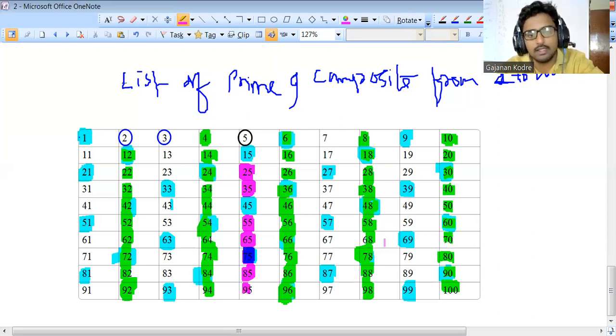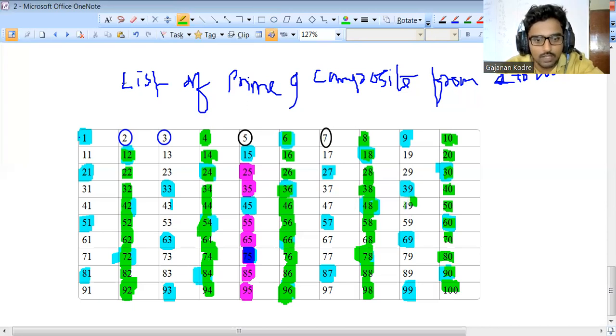Like this. Now what is left? Next number. So encircle the next number. Which is the next number? 6 is already crossed out. So 7. Encircle it and cross out all the multiples of 7. Now how will we do that? 7 times 1 is 7, 7 times 2 is 14, 7 times 3 is 21, 7 times 4 is 28, then 35, then 42, then 49.